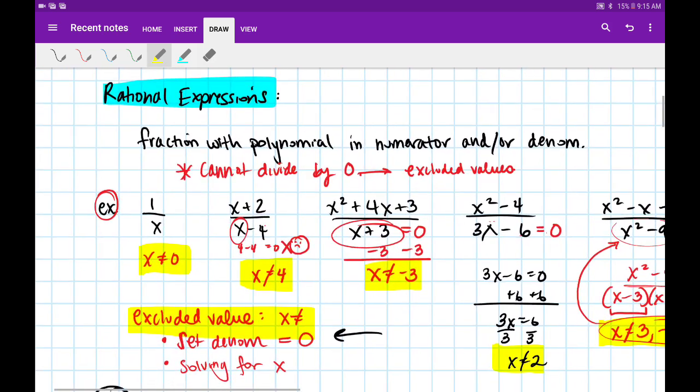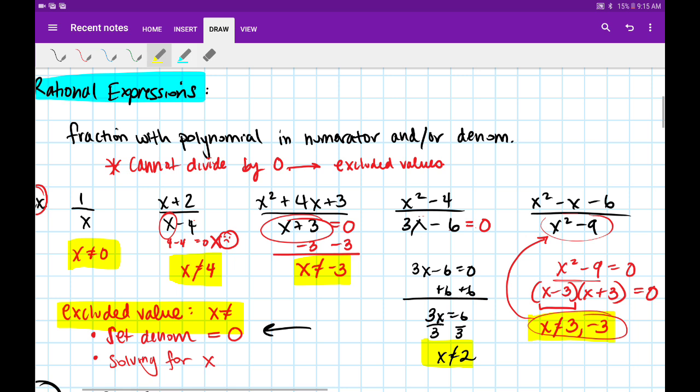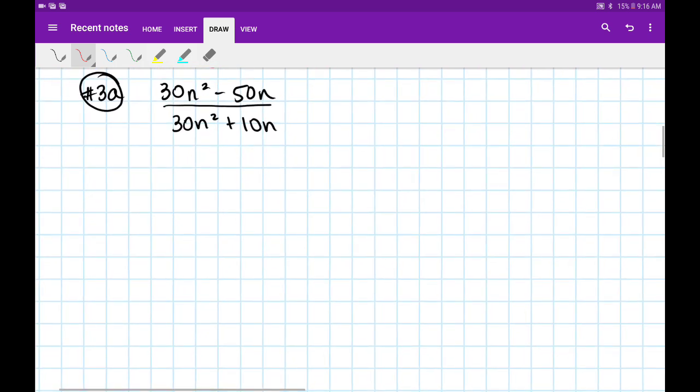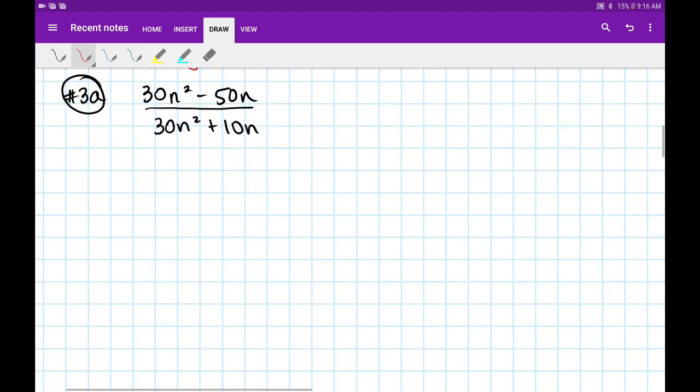Okay, so that's our discussion on excluded values. I want you to be finding your excluded values first, every single time, because next we're going to start simplifying these rational expressions, or factoring and canceling them out. So now let's deal with number 3a. First, we're going to find our excluded values.